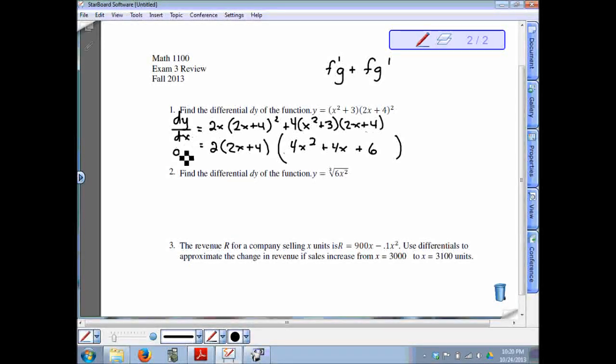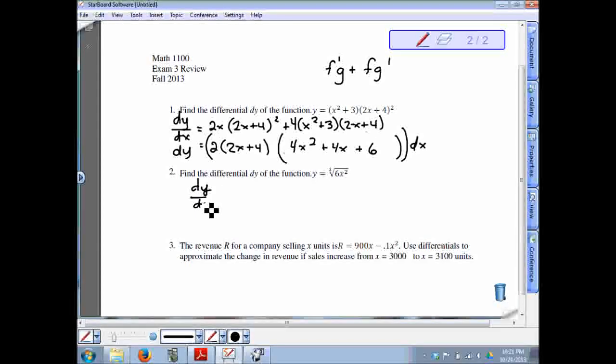Now, this is dy/dx. The differential then would just be multiplying both sides by dx. So dy is equal to 2 times 2x plus 4 times 4x squared. Actually, I think we're going to run out of room, so let's just do it this way. There we go. Multiply both sides by dx to isolate dy.